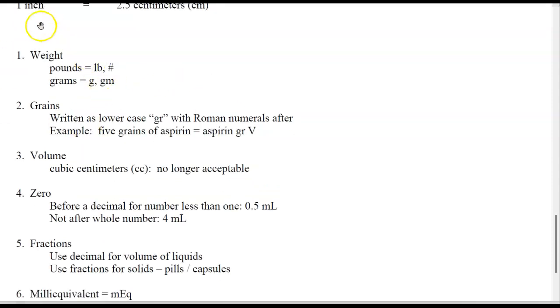So for weight, pounds, this is how you're going to see it. Pounds, so this is the abbreviation that you'll see. And you can also see this pound symbol right here. Grams, so either just a G or GM. Grains, as lowercase gr with Roman numerals after. For example, if it is 5 grains of aspirin, then it will be written as aspirin gr and the Roman numeral of 5.